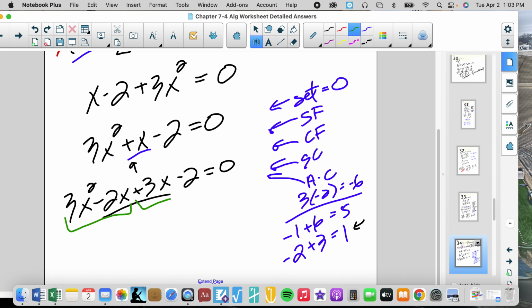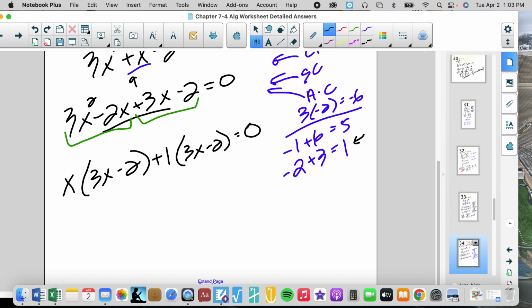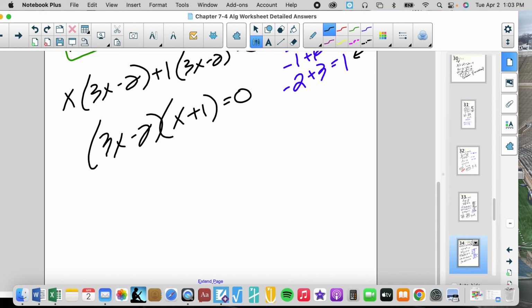Group the first 2, group the second 2. This is a good one. Another good problem here. So looking at the first two, I can factor out an x. I get 3x minus 2. Looking at 3x minus 2, there's no common factor. So I'm going to factor out a positive 1, and I get 3x minus 2. And I see that I did it correctly, 3x minus 2. If I pull that out, I'm left with x plus 1 equals 0.